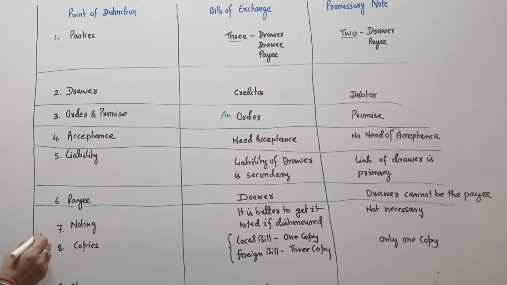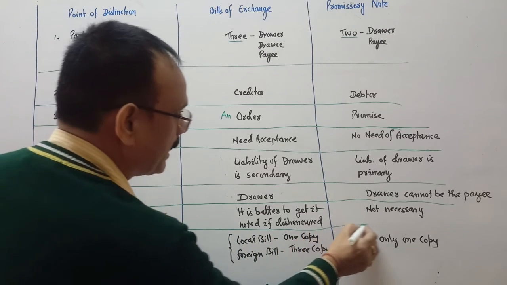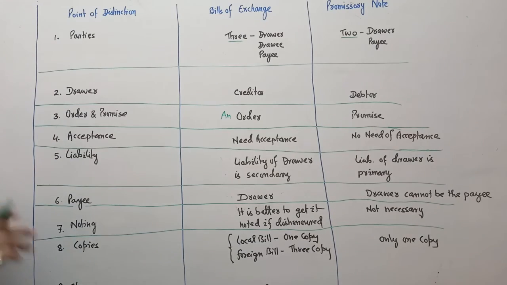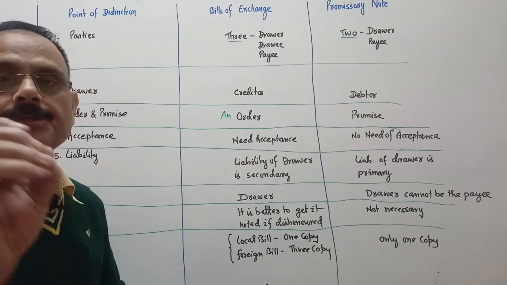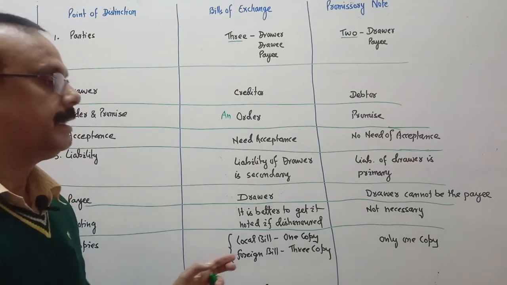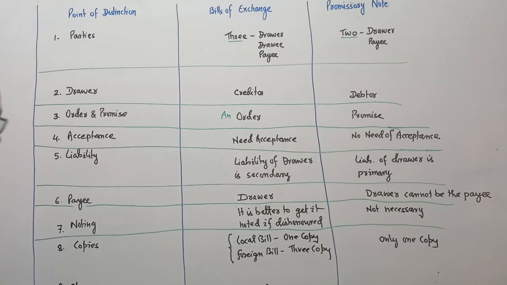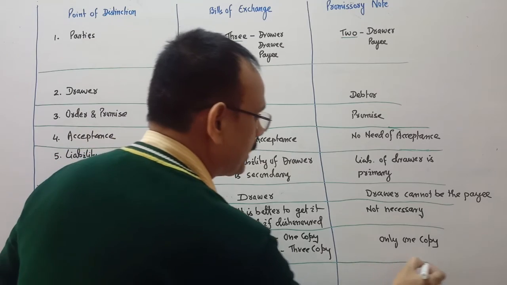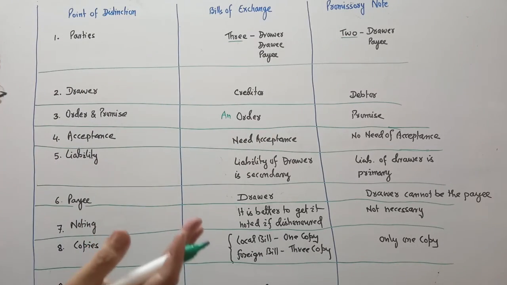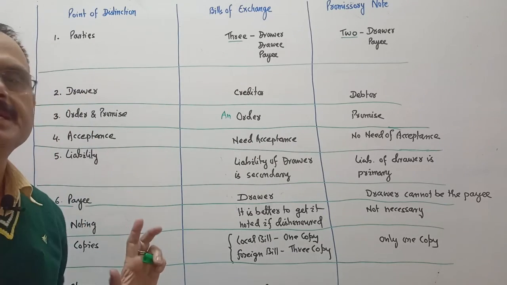Next is noting charges. If the bill is dishonored, it is better to get it noted. So noting is required in bills of exchange, but in promissory notes noting is not necessary because it's an undertaking. Copies: in the case of inland bills, it is 1 copy. Otherwise, for foreign trade bills, 3 copies. And in the case of promissory notes, only 1 copy is required.